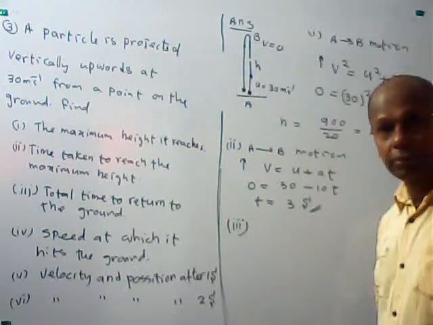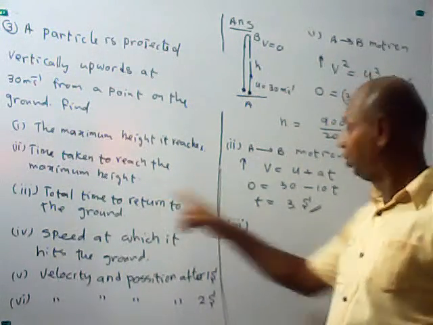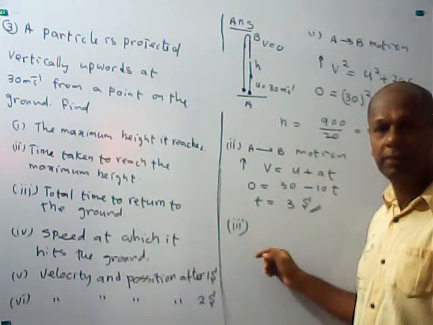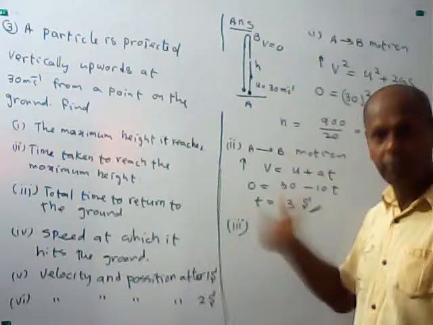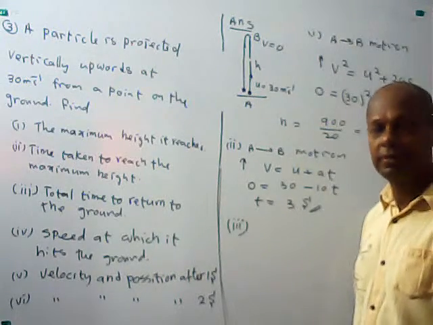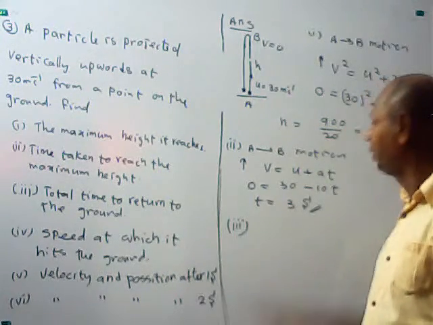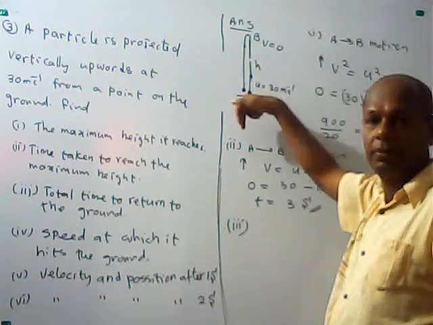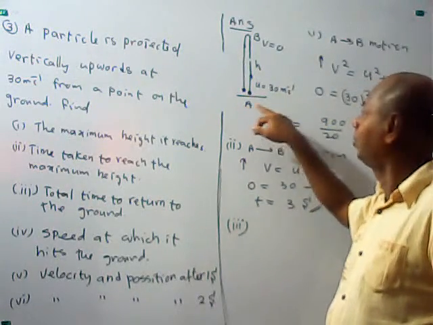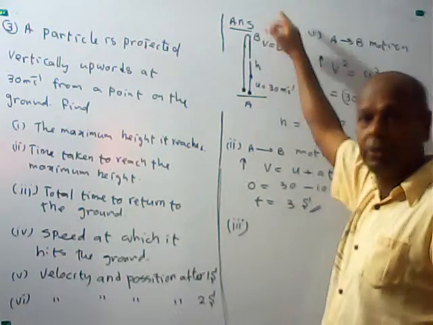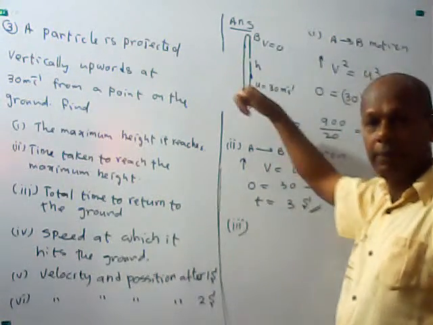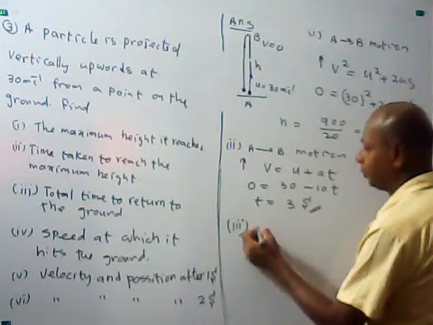So you have to find the total time to return to the ground. Don't just multiply this by 2 and give the answer. Using the formula, find it. No guessing, just find it. To find the total time, that is to go up and return to the ground, you are considering the motion from A to A. Starting from A, coming back to A. So A to A motion.